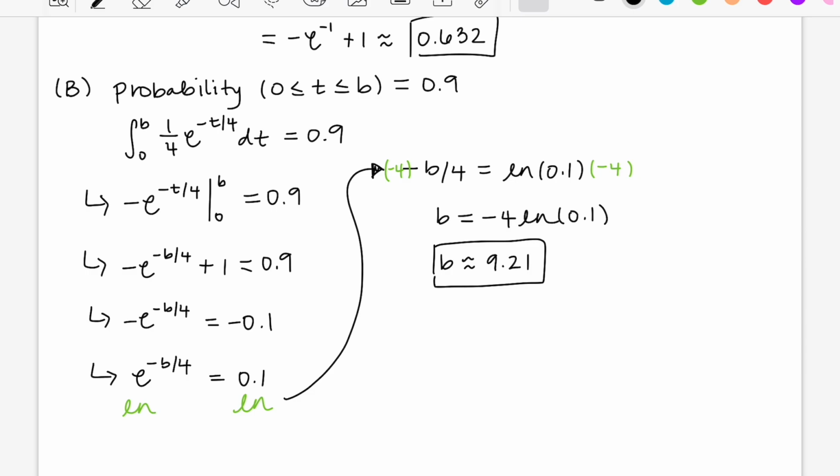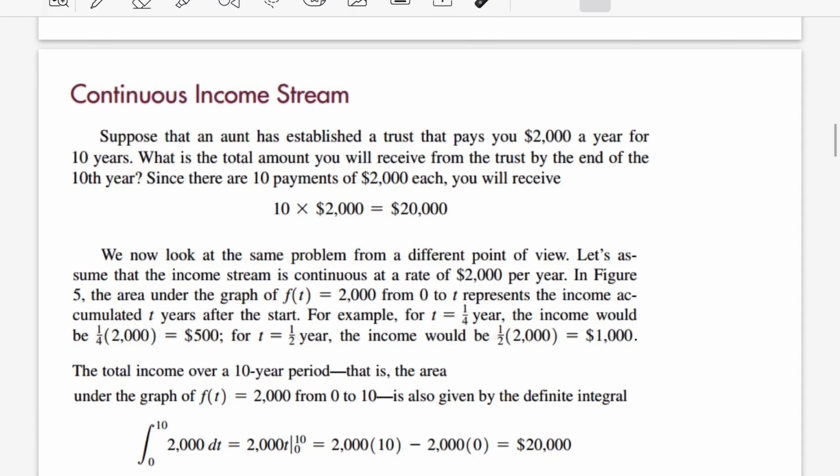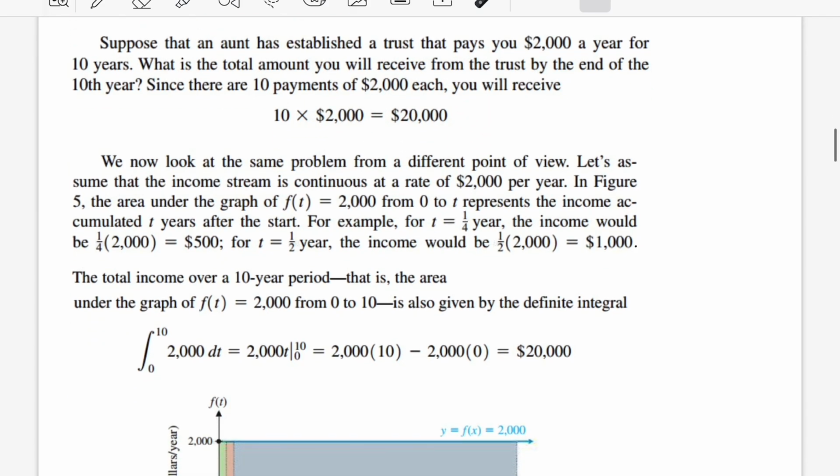All right. Now the next thing we're going to look at is what's called a continuous income stream. So, for example, let's suppose that an aunt has established a trust that'll pay you $2,000 a year for 10 years. We want to figure out what is the total amount you will receive from the trust by the end of the 10th year. Well, we know since there are 10 payments of $2,000 each, you'll receive $20,000.